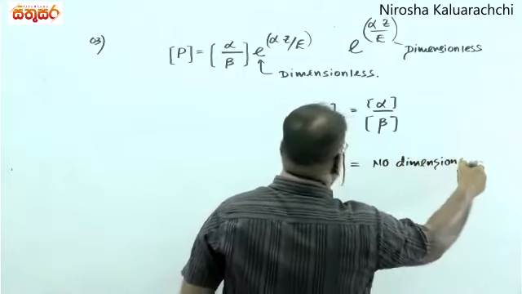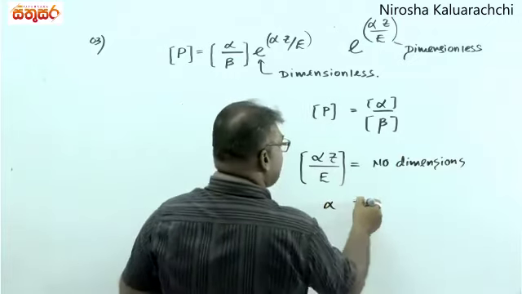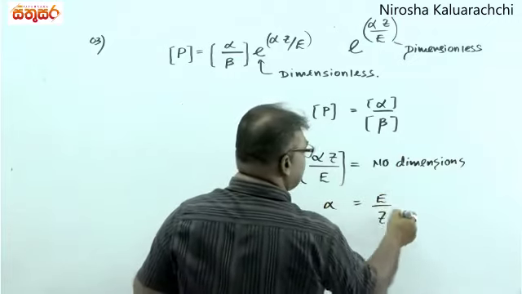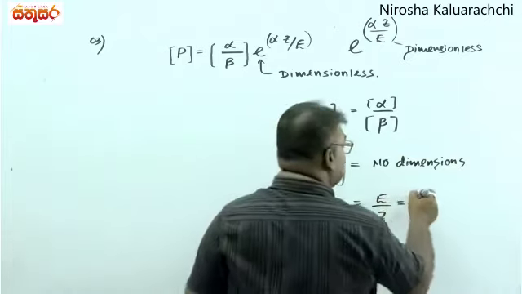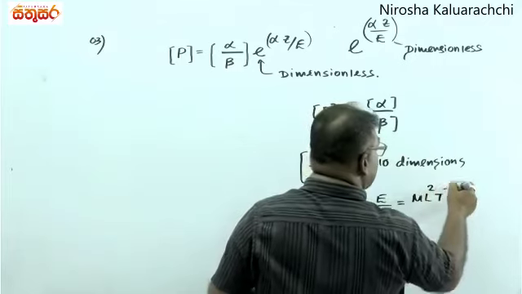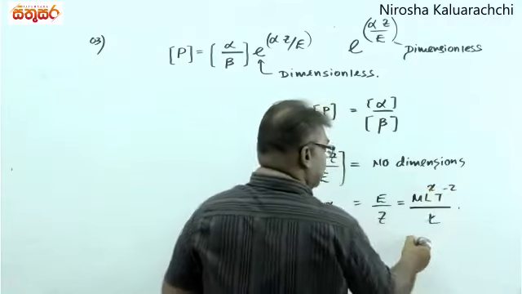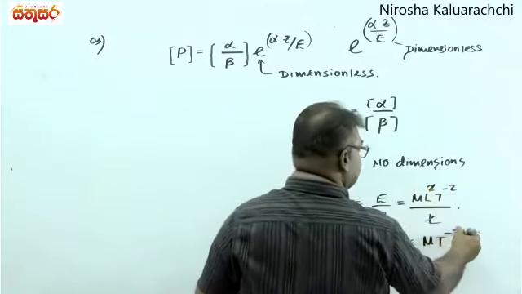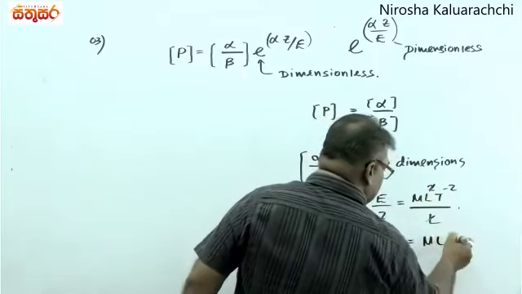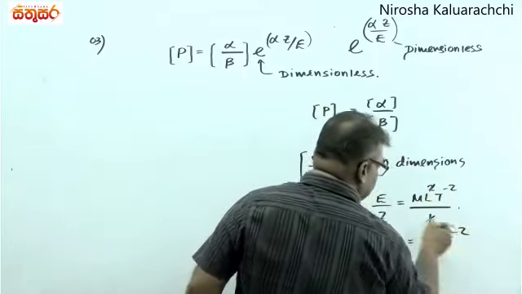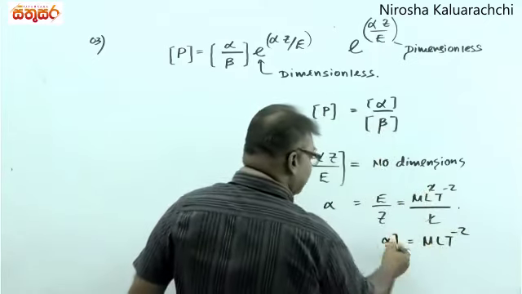No dimensions. So you can say now E goes to here. They need alpha now. Alpha is energy divided by Z, right? Energy has the dimension M L squared T minus 2, Z is L, L cancels, it becomes M L T minus 2, right? Then this is the dimension of alpha.